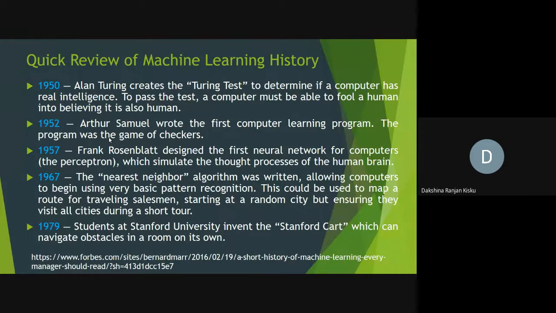In the year 1967, the nearest neighbor algorithm was written, which allowed computers to begin using very basic pattern recognition. So it was used to recognize basic patterns in different objects. This could also be used to map a route for traveling salesmen starting at a random city, ensuring that they visit all the cities during a short tour.